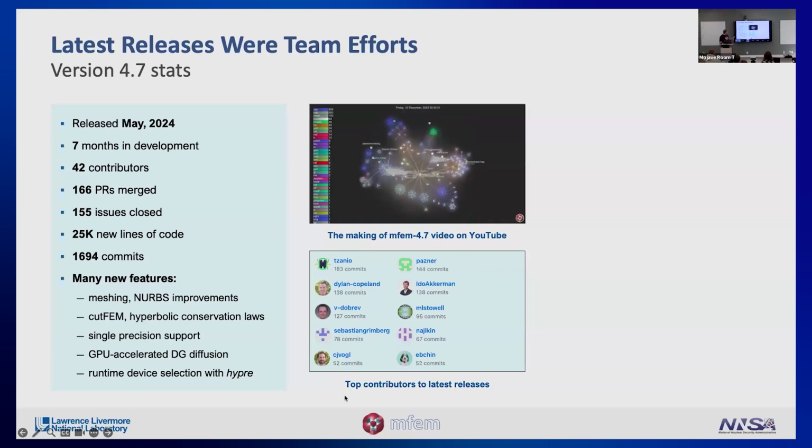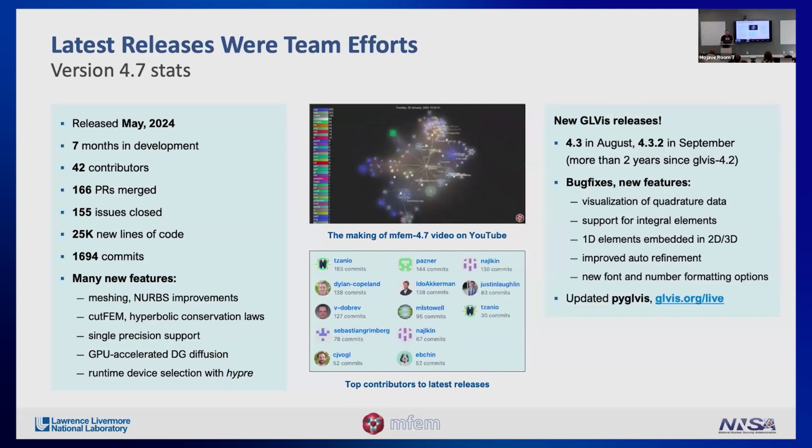You can see, for example, folks like Sebastian, who was at AWS and Palace Code at that point, Ego, who is in Delft, and Will, who is now at Portland State. They are not here at Livermore, but they're certainly main MFEM developers. This is MFEM 4.7. We also released a new version of GLVis, and we had not released a new version of GLVis for more than 2 years. So this has been a while. We actually released 2, but the second one is a bug fix, so let's just call it 1.